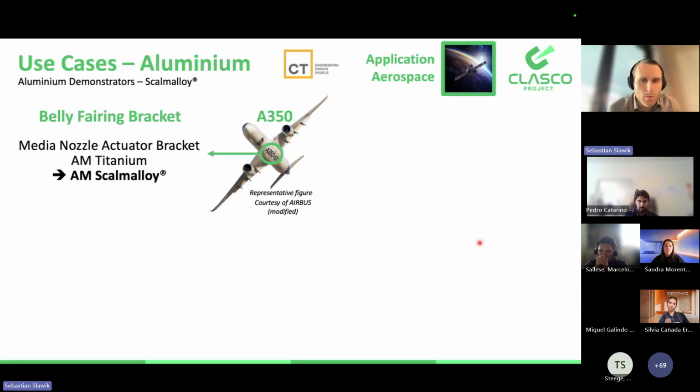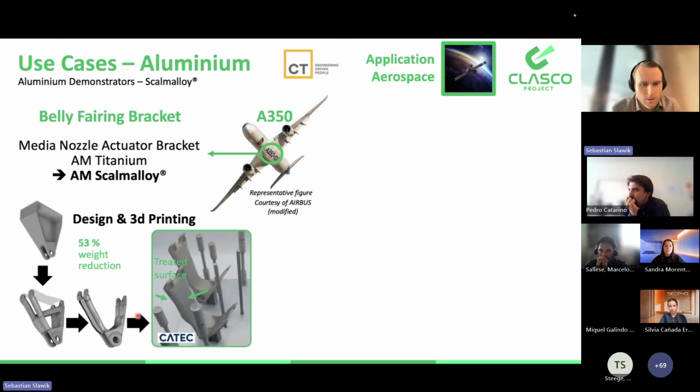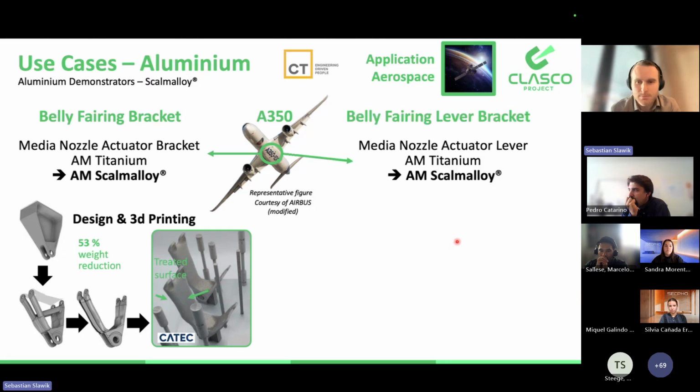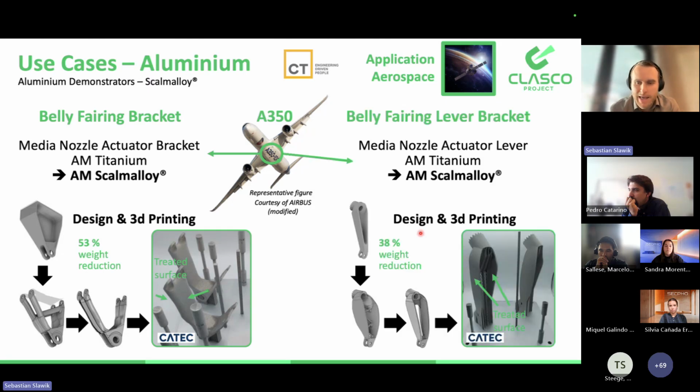In case of the aluminium, we use, apart from the belly fairing of the A350 as a use case, an alloy, which is an actuator bracket, and the nozzle that is built in there, which previously was from titanium, now is built based on Scalmalloy. Also here with the design optimization and the printing of the part. And the other one is the lever of this nozzle actuator. And of course, the functionality you want to achieve here is friction reduction and also corrosion resistance.